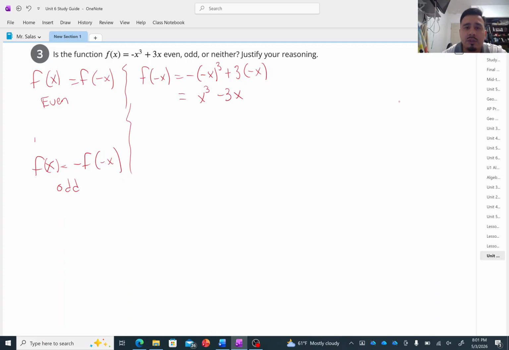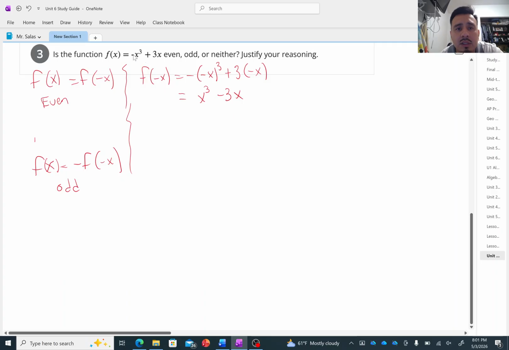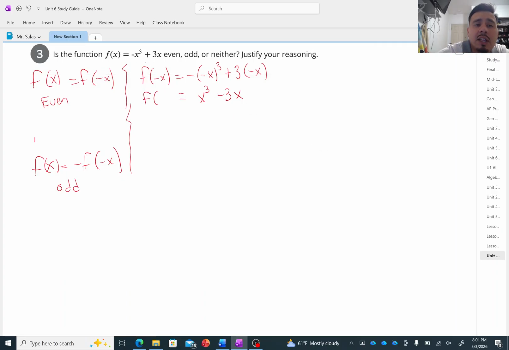So is this first equation that I came up with the same as this one right here? No, it's not. So I'm going to go ahead and say that it's not even. So it's not even. Not even. Let's check for odd.